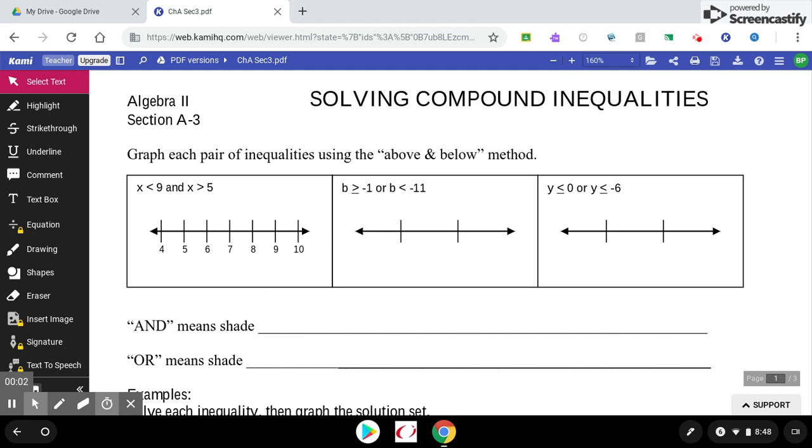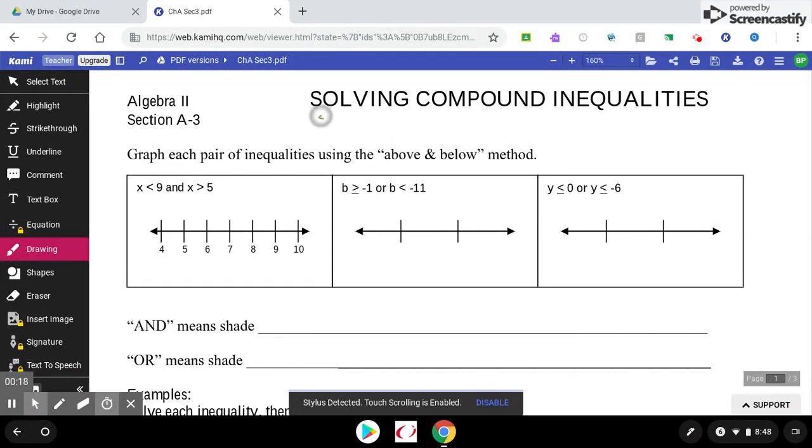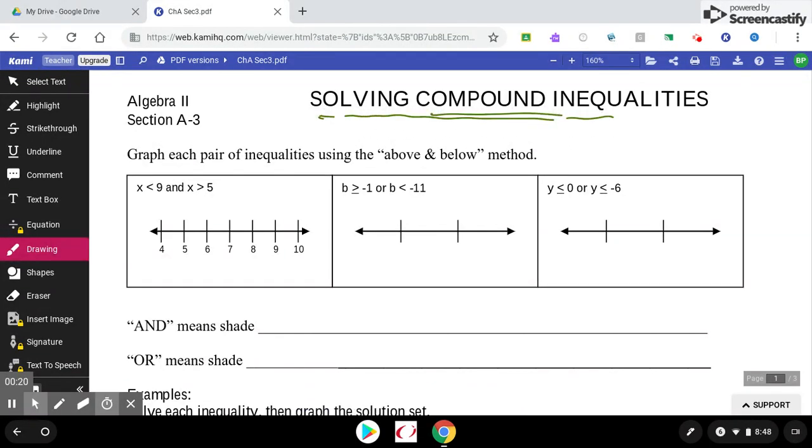Chapter A, third and final section, notes. So we're going to do compound inequalities. The word compound means more than one. So hopefully you can see that in these three boxes right here, compound, there's two of them. There's two little inequality answers.